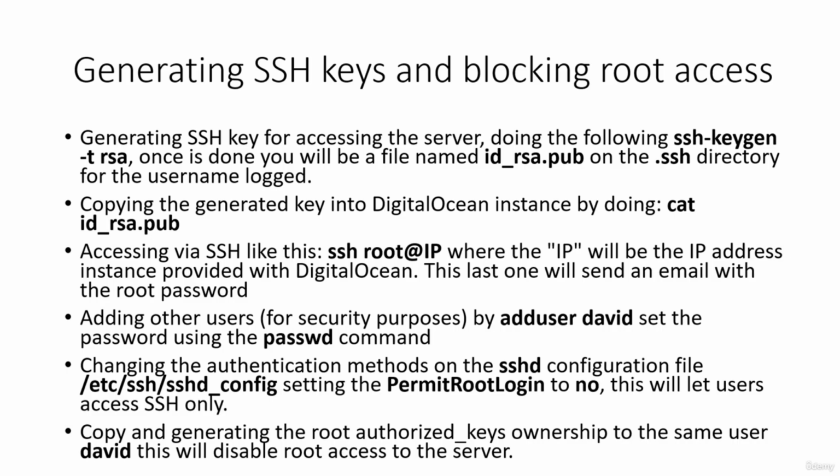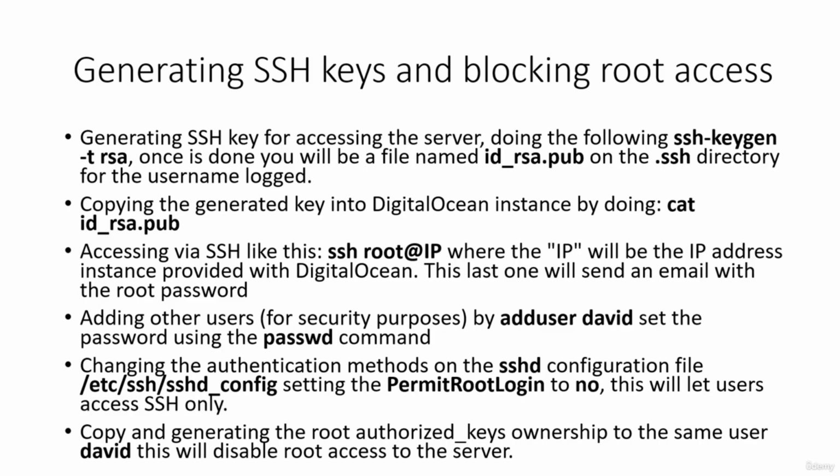Generating SSH keys and blocking root access, which is the minimum security control. First, generate SSH keys for accessing the server using this command. As you can see, the bold text is for commands, for terminal purposes. Once this key command is done, you will have a file in the directory for the username. What you have to do now is copy the generated key into the Digital Ocean instance by doing cat id_rsa.pub. After that, accessing via SSH is like this: ssh root@IP, where the IP is the IP address provided by Digital Ocean. The last one will be sent to your email with the root password.